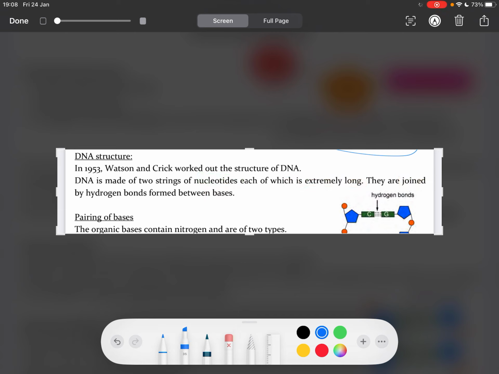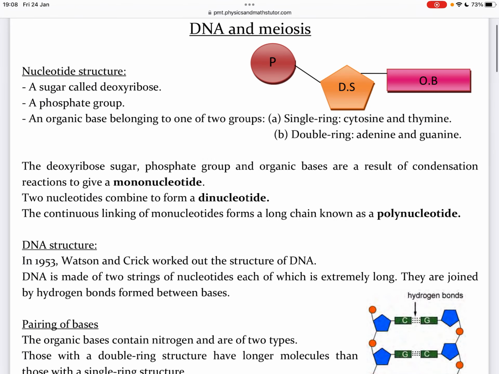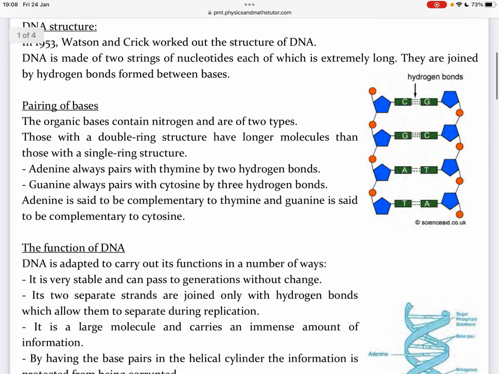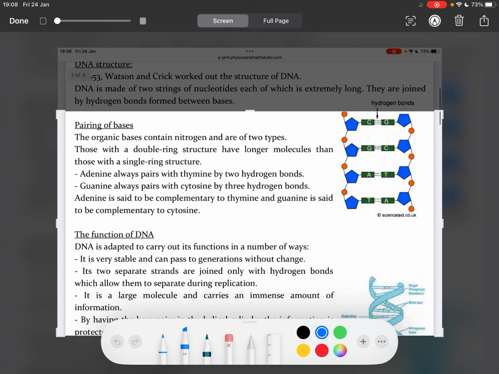So let's just revise a bit. What is a DNA? A DNA is made of 2 strings of nucleotides, each of which is extremely long. They are joined by what? By hydrogen bonds. Formed between what? Formed between the bases. Okay, so do you know anything about the bases? Did you ever hear about the bases? I did. And we will be talking about the pairing of bases.